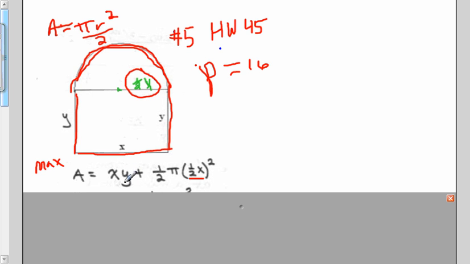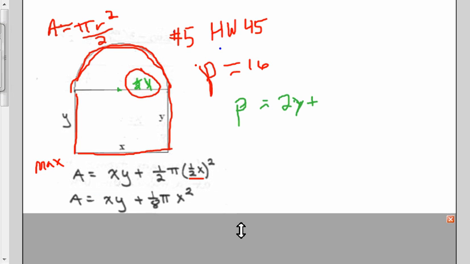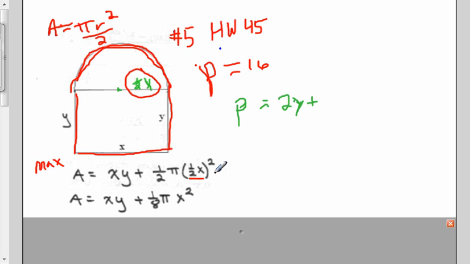So I have two variables, because I'm trying to maximize this. I want to get it written as one variable. So I need to come up with another equation. Well, before we come up with that, let's just simplify this a little bit. 1/2 x squared is 1/4 x squared. 1/4 times 1/2 is 1/8. So I want to eventually find another equation where I can substitute in y.